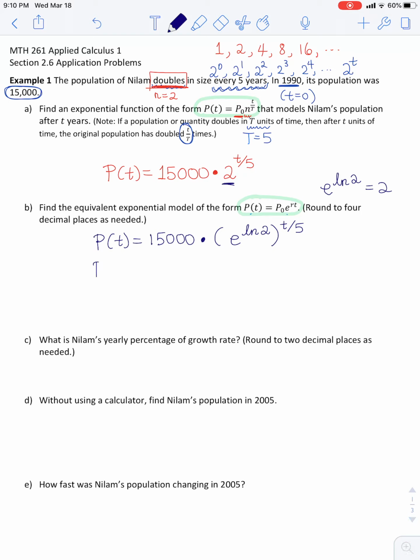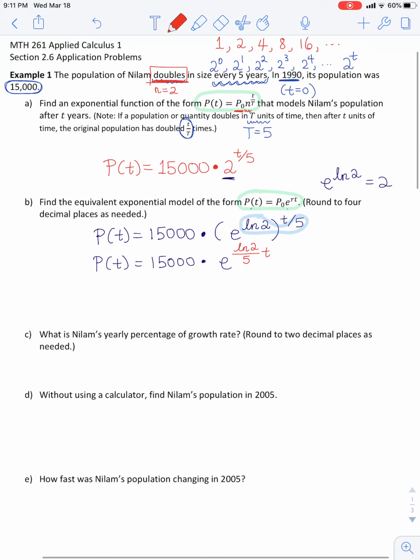I rewrote 2 so that it has e as the base. Now I'm going to go ahead and simplify this, okay? So P of t equals 15,000 times e raised to the, now take a look. I'm going to go ahead and highlight the constants or the numbers here, okay? You see what I'm just circling? I'm going to write that as a separate fraction. Natural log of 2 over what number? 5, right? Times my variable t.